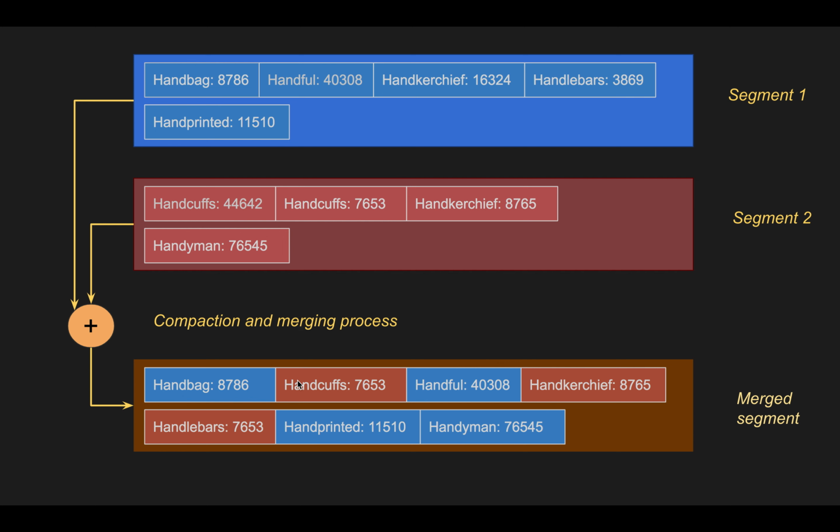This compaction and merging process gives us a new merged segment, which will also be sorted by key. And we already saw in the previous video that the compaction and merging process also takes care of removing all the duplicate entries for us.